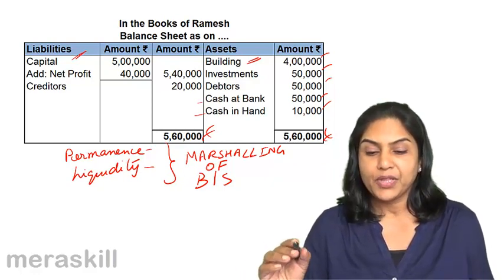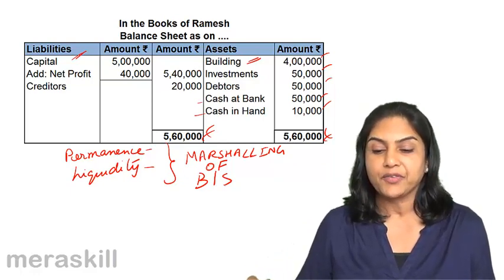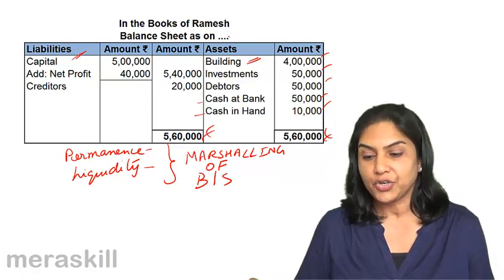So in the books of Ramesh, we have seen the trading account, we have seen the net profit, and we have seen the balance sheet as on a particular date.